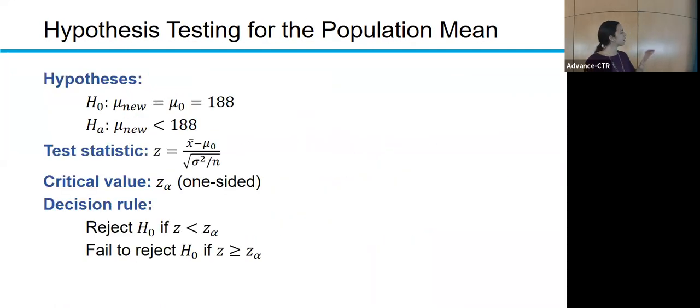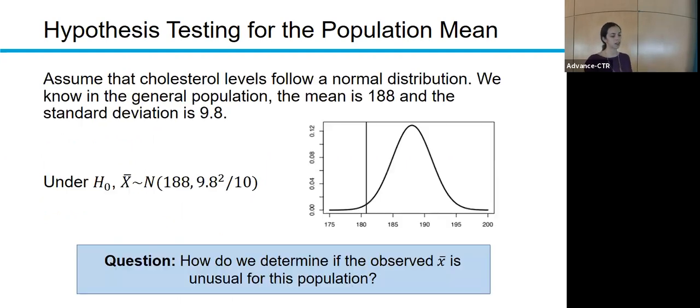Okay, so this was our decision rule, this is our setup, and now we can actually go through and conduct the hypothesis test for our example. This helps quantify the entire setup. Basically, we know the mean is 188, the standard deviation is 9.8. I think that's all I want to say about this slide.